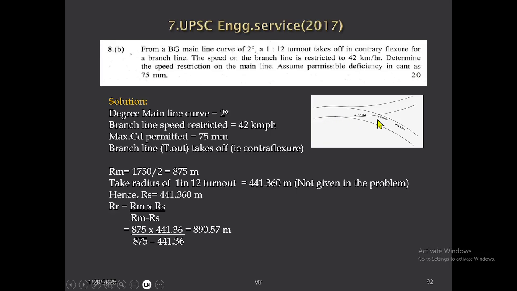Okay, this is your main line. When the straight turnout is there, the radius will be 441. So once the main line is bending this way, automatically this line will also be pulled this way, thereby this curvature will become flatter. Okay, so finally the resultant radius we got is 890.57 meter.